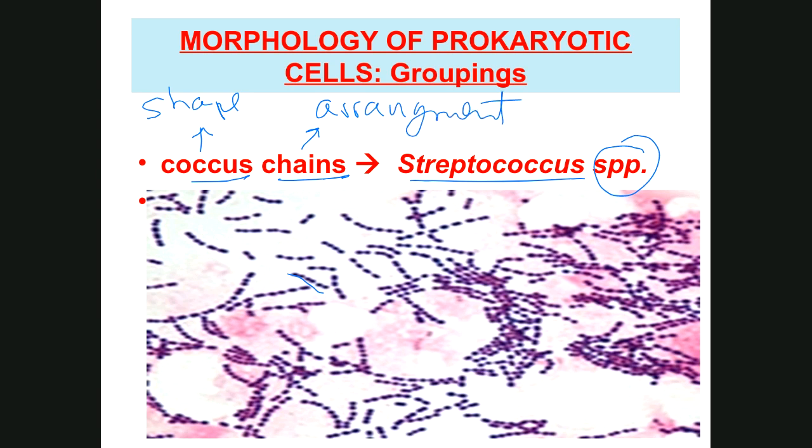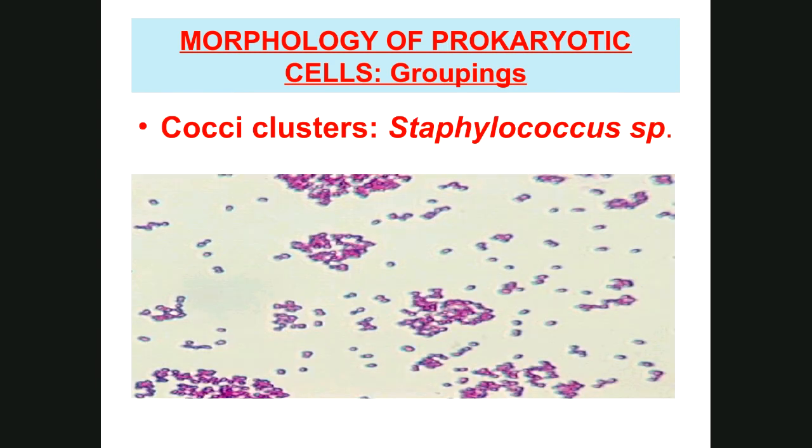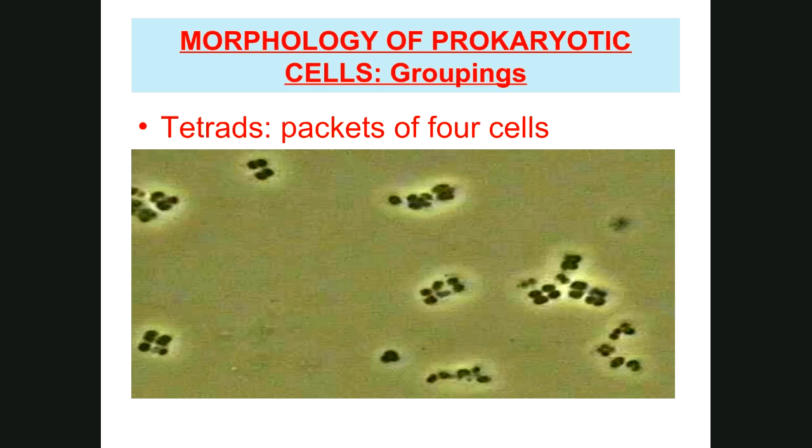And if this is a gram stain, then you can say this is a gram-positive cocci in chains. So you're given gram reaction, shape, and arrangement. This is a cluster of cocci. These little packages are sometimes described as clusters of grapes. All members of the Staphylococcus genus have this cluster arrangement. Tetrads are packages of 4. So these are little square packages of 4 cocci. Shape cocci, arrangement tetrads.